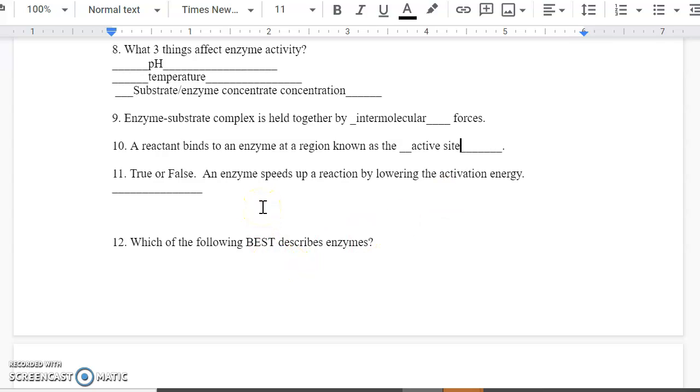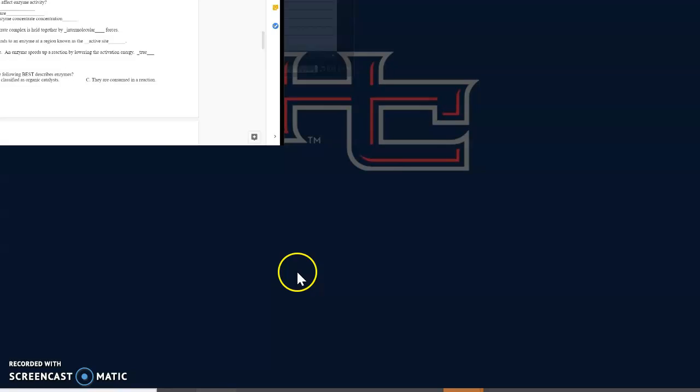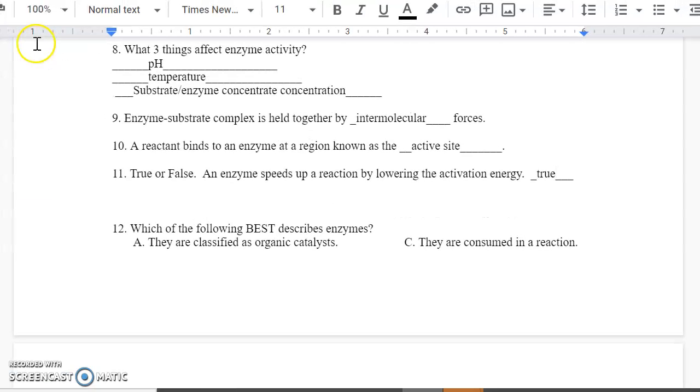True or false? An enzyme speeds up a reaction by lowering the activation energy. Well, we just said that that was true. Lowers that activation energy. If we see it on a graph, you're going to see that without the enzyme, the graph goes up, up, up, up, up for a while before the reaction has enough energy to occur, and then when you introduce the enzyme, you're going to see the curve go up a little bit, and then the reaction is going to occur at a lower rate than the one without the enzyme.